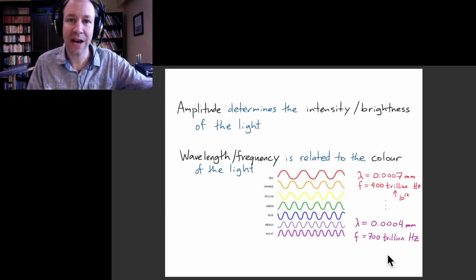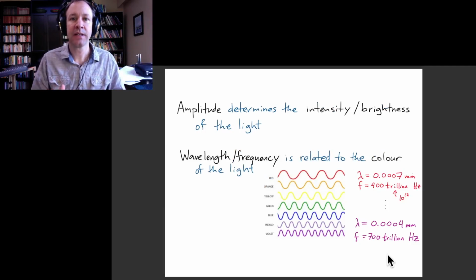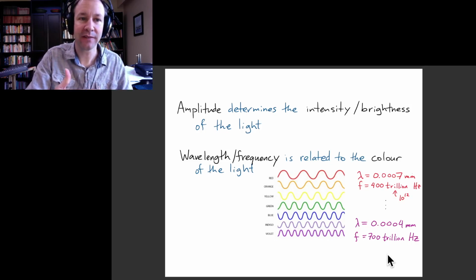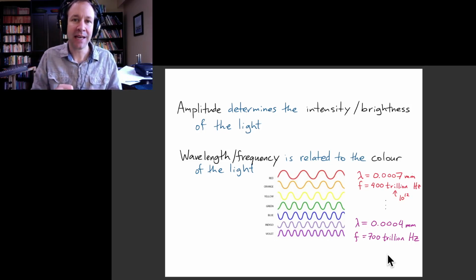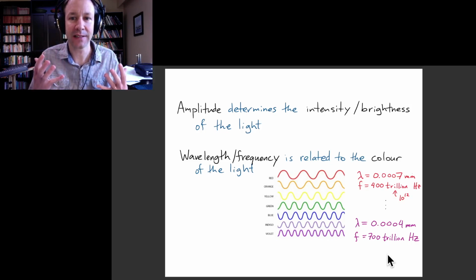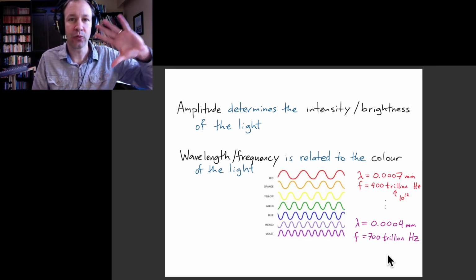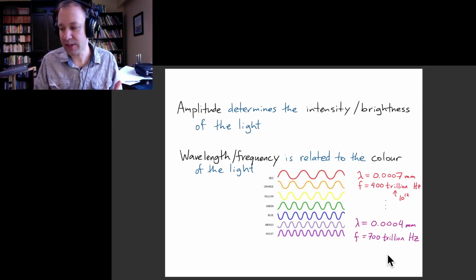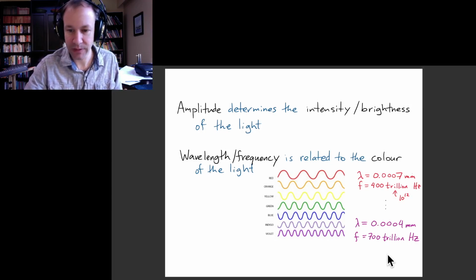And we understood how these wave properties were related to our perceived properties of light. The amplitude of the wave, if we vary the amplitude, is going to change our perceived brightness for that light. The wavelength, if we vary that, then that's going to change the color of the light that we perceive.